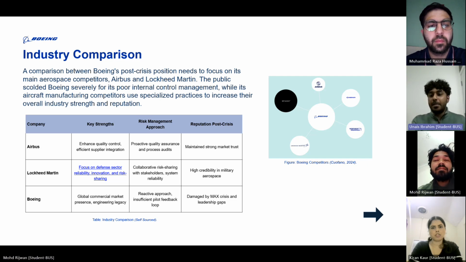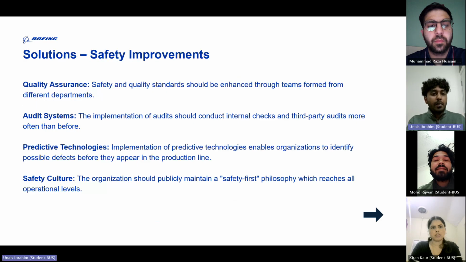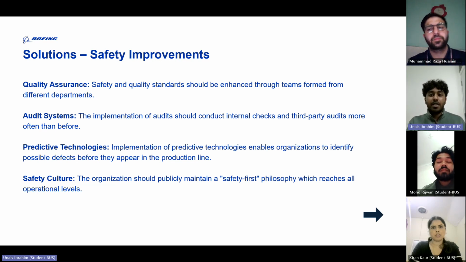Thank you, Rizwan. My name is Yunus Ibrahim. Here I'm going to speak about solutions, safety improvements. To address Boeing's challenges, several key solutions can be implemented to improve both safety and supply chain management. First, we will focus on enhancing safety and quality.